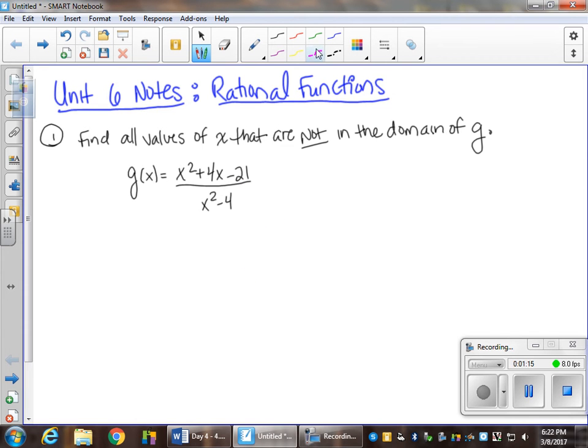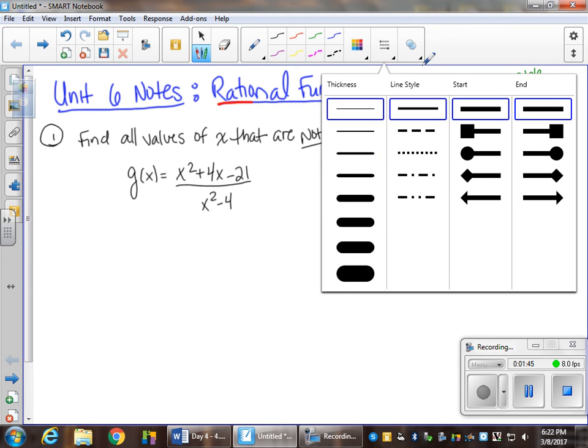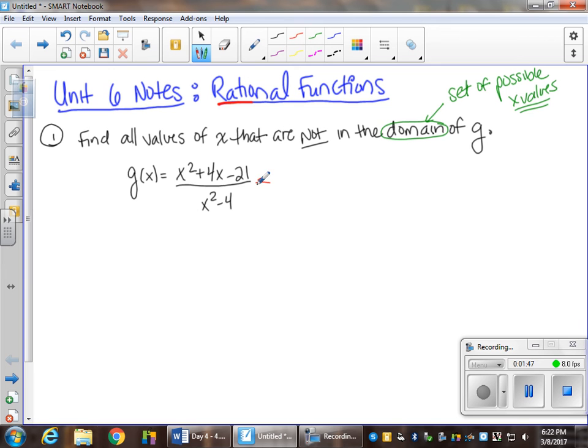The meaning of the word domain has not changed. Domain is your set of possible x values. So this is a rational function because it is a ratio. Notice those first 4 letters spell ratio. Fraction. So I have a numerator and I have a denominator, and the operation that makes this a ratio is division.